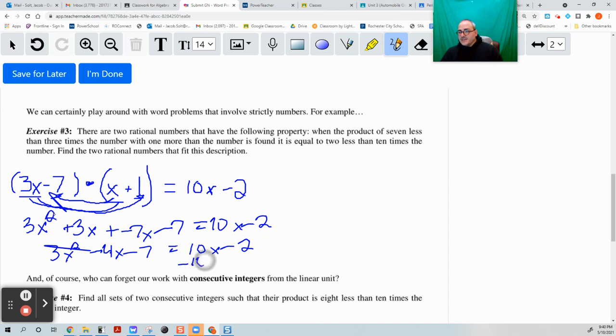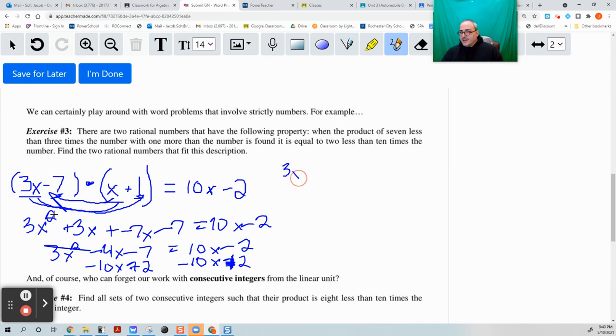I'm going to subtract 10x. I'm going to add 2. It's not a 7, that's a 2. That's what I'm trying to add there. Okay. Negative 10x plus 2. I don't know why that keeps looking like a 7. And let me pull it over here. I'm going to rewrite it.